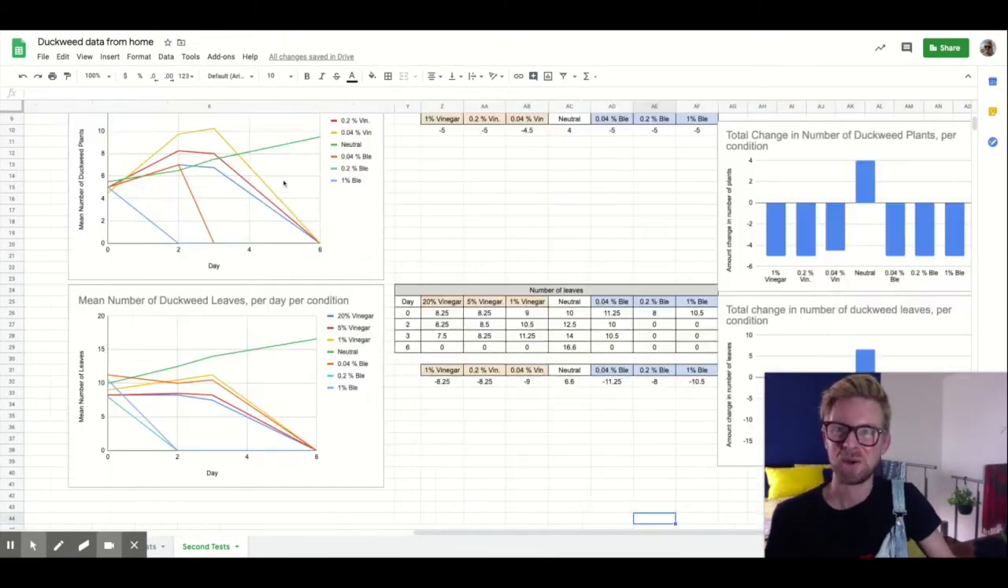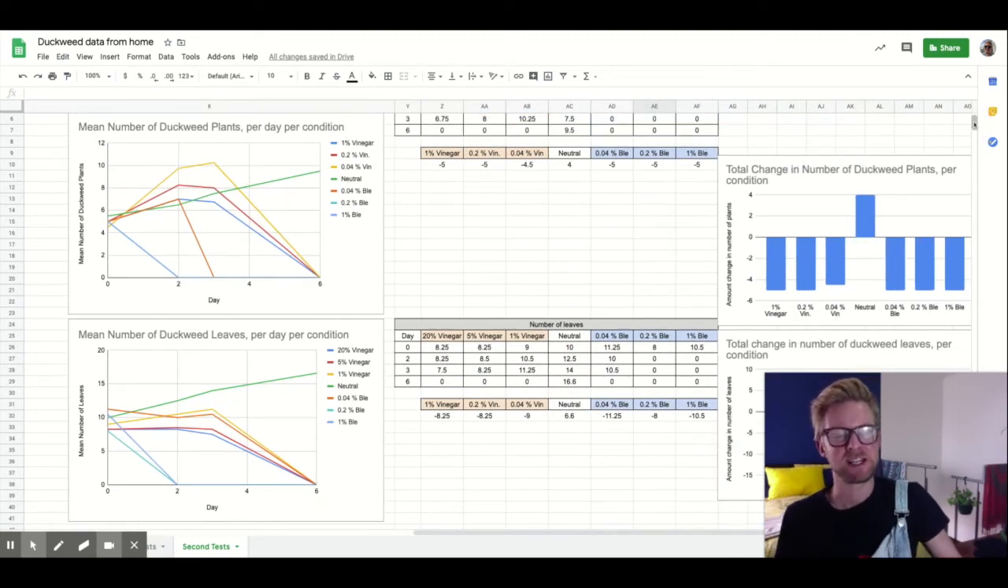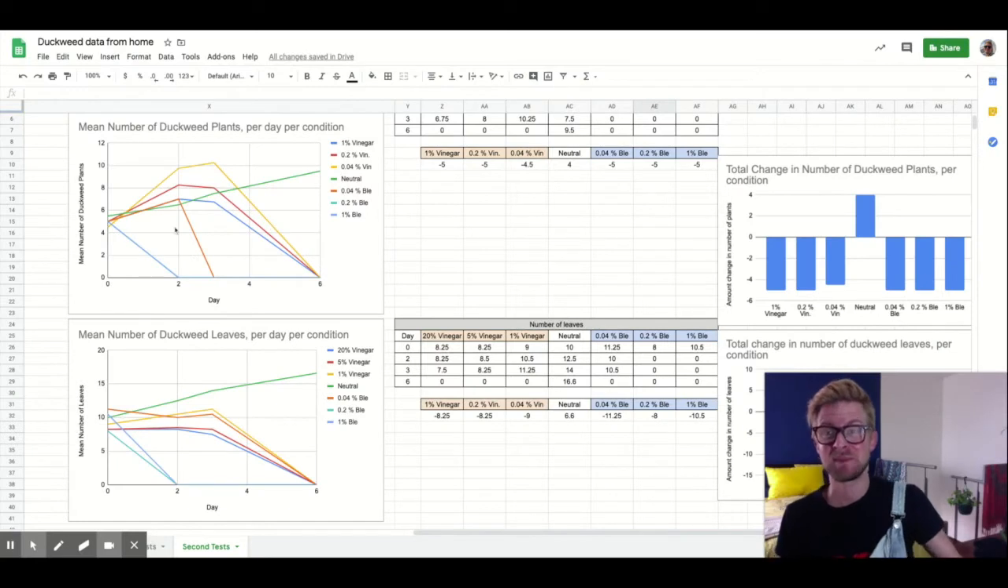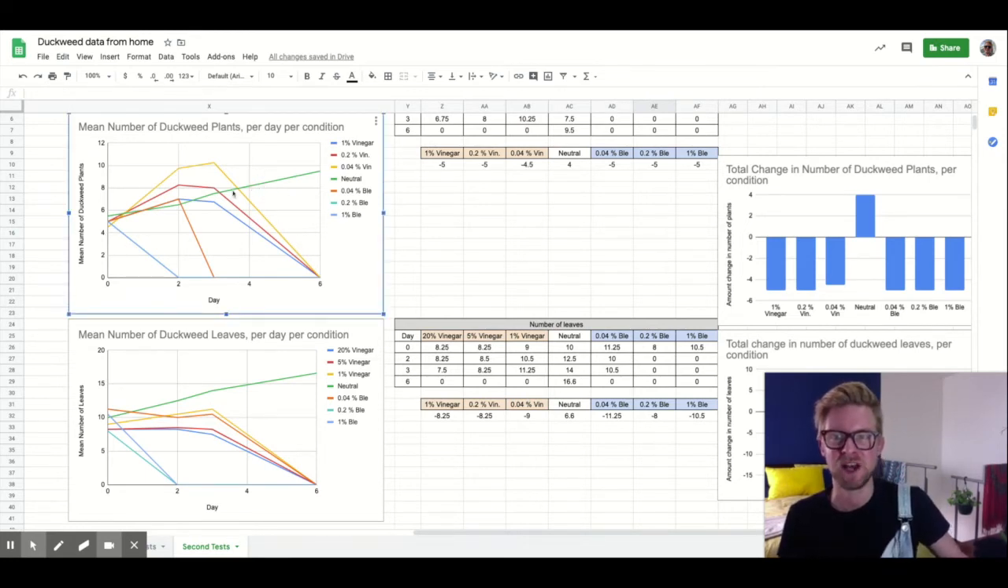All right, so here we have a pair of graphs. There's one thing that I find interesting about them: they have the same exact overall pattern that was seen in the original duckweed experiment that tested the much stronger acid conditions, where there was an increase in the number of leaves, but a steep drop-off in those conditions that weren't a neutral pH. And the neutral pH is the only one that saw an increase steadily throughout the experiment.